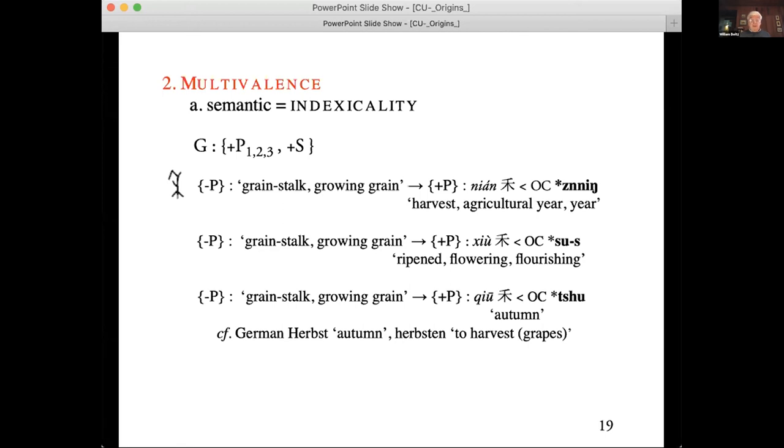And this character was used to write all three of these words. In some cases, in the case of Nian, this is attested in texts. In the other cases, it's inferred from usages and occurrences in the later writing system. And I'll show you how we can infer that in just a minute.